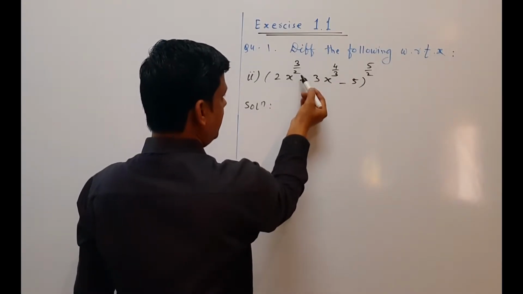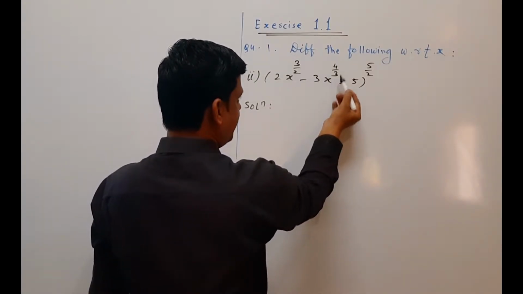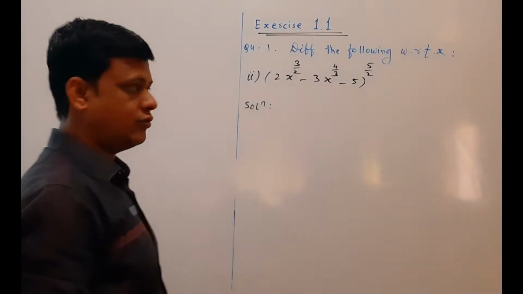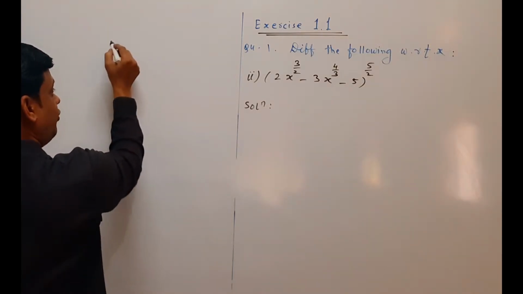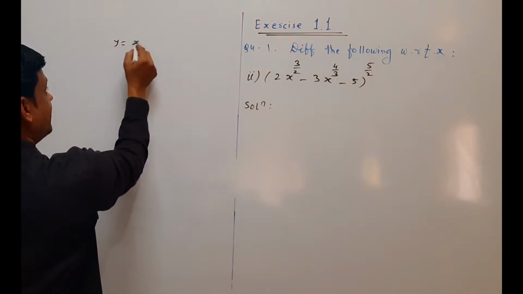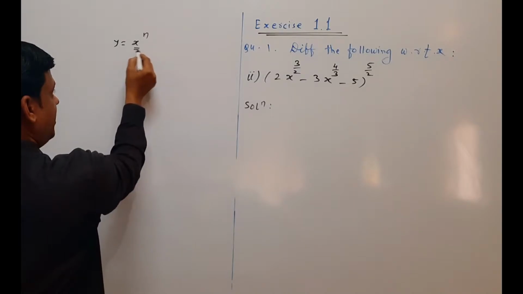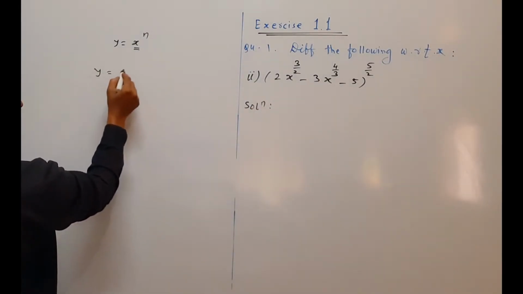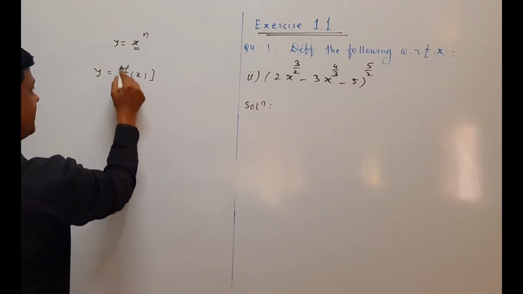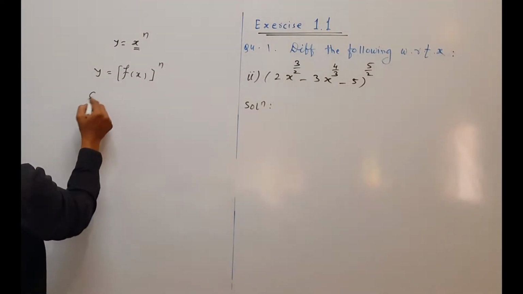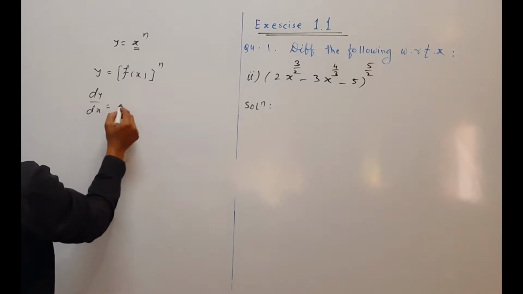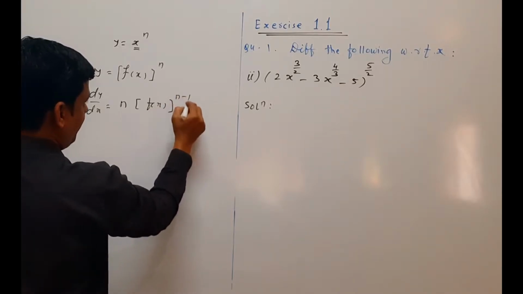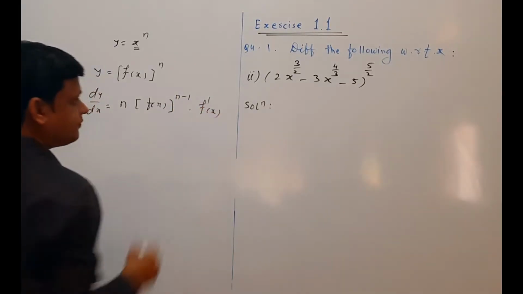(2x raised to the power 3 by 2 minus 3x raised to the power 4 by 3 minus 5) raised to the power 5 by 2. So this is again of the form y equals x raised to the power n. So here in place of x, this bracket, so this converts to y equals f of x in brackets raised to the power n. So we have to write the derivative of y as dy by dx equals n into f of x raised to the power n minus 1 into f dash of x.